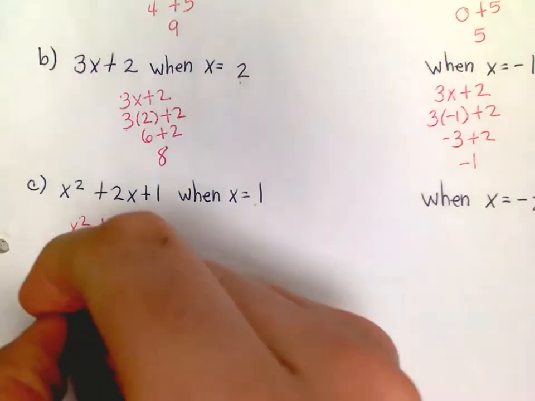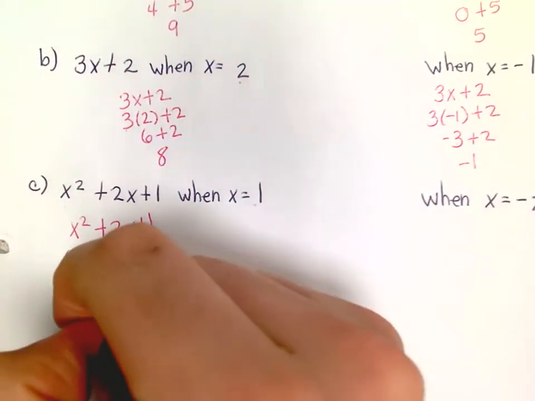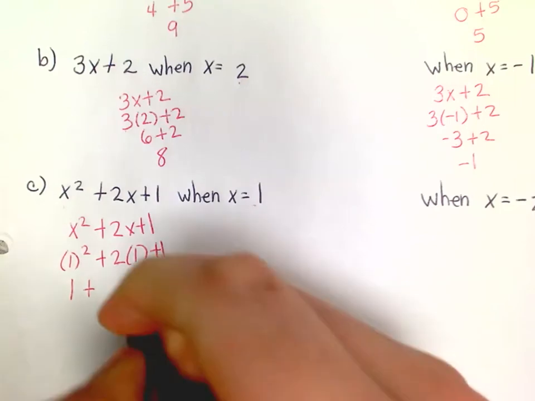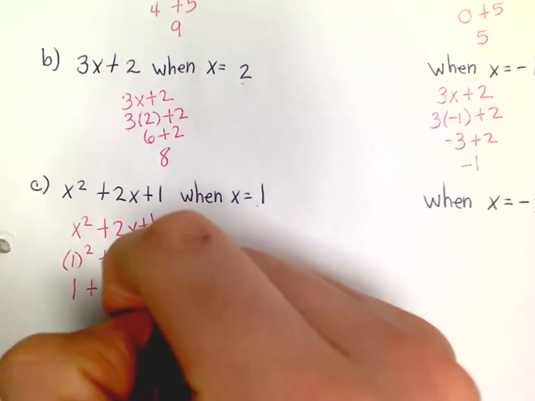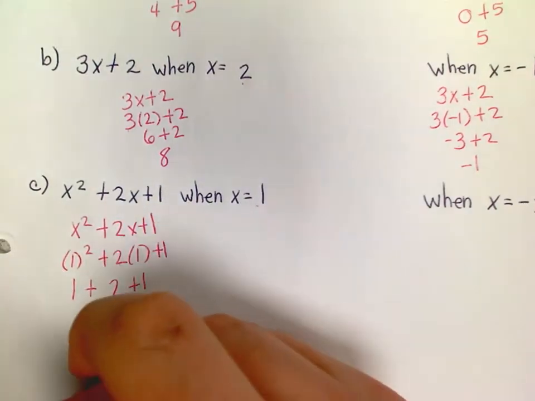So 1 squared is 1, plus 2 times 1 is 2, plus 1. When we evaluate that, we're going to get 4.